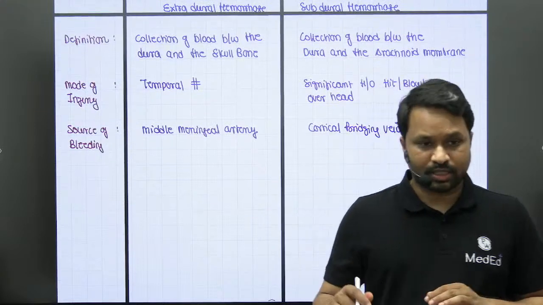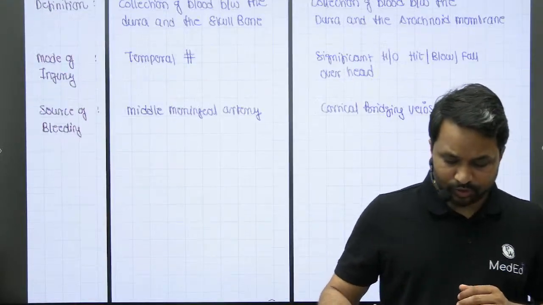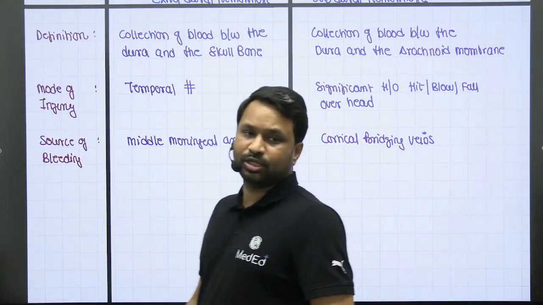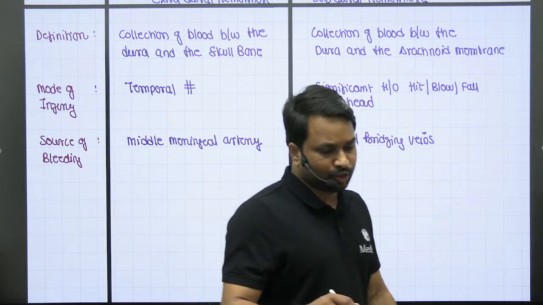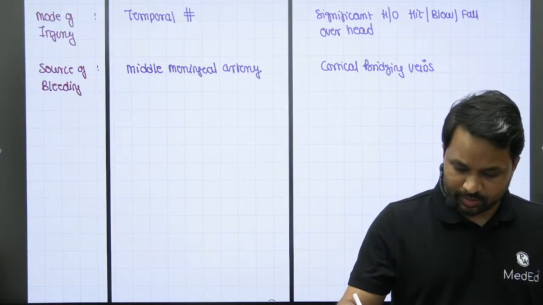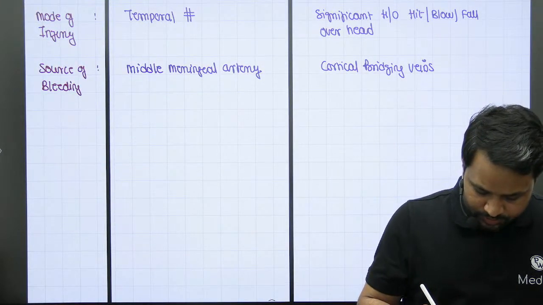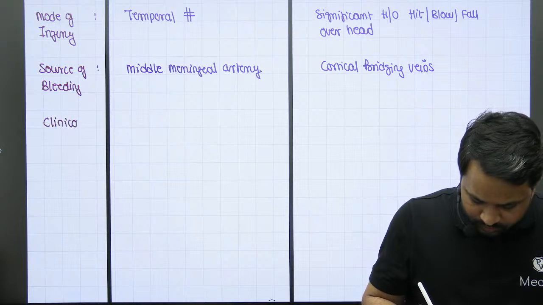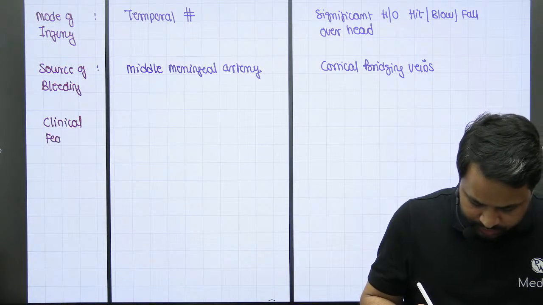Continuing our discussion on the same context. The source of bleeding for the extradural hemorrhage is going to be the middle meningeal artery. For the subdural hemorrhage, it is going to be the cortical bridging vein. So let's see how they will present to you in terms of clinical features.